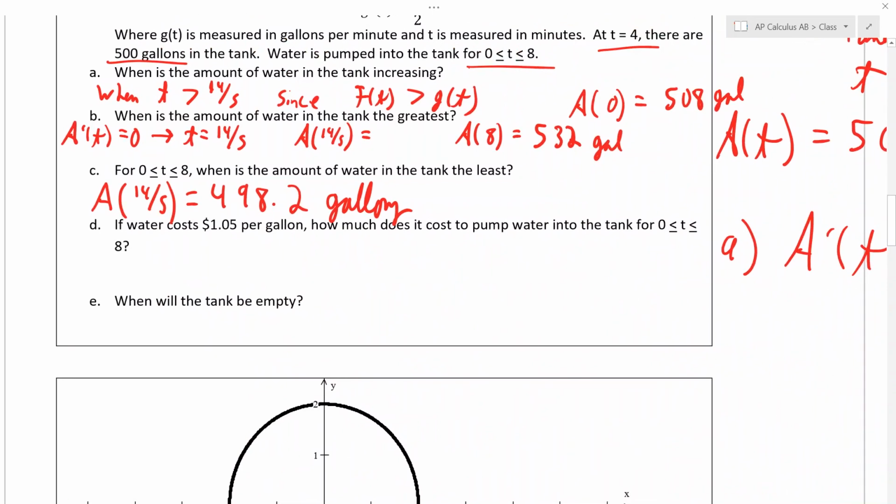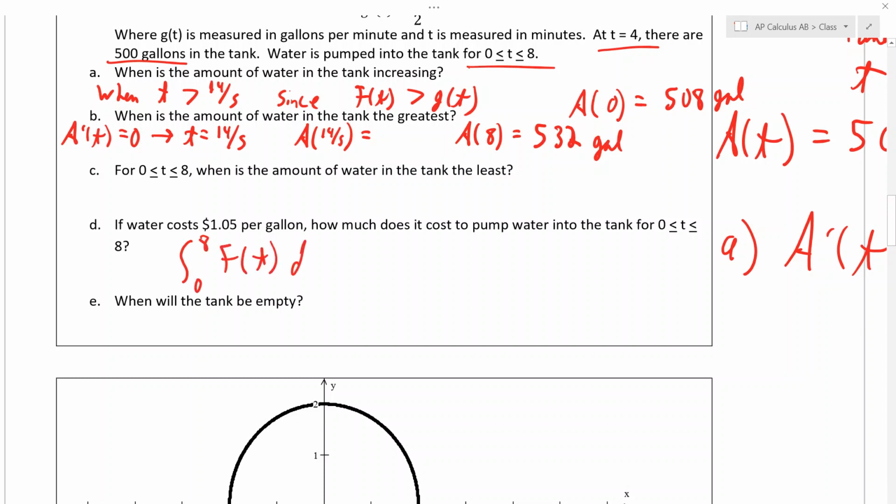What's the next one here? If it costs $1.05 per gallon, how much does it cost to pump the water into the tank? What do we need to know? We need the cost from 0 to 8, so we need to know how much water went in. It doesn't matter how much came out. They're saying it's $1.05 per gallon, and they want to know how much it costs to pump that water in. So we don't need f of t, we need the integral of f of t from 0 to 8. But that's going to tell me how many gallons, so I need to multiply it by 1.05.